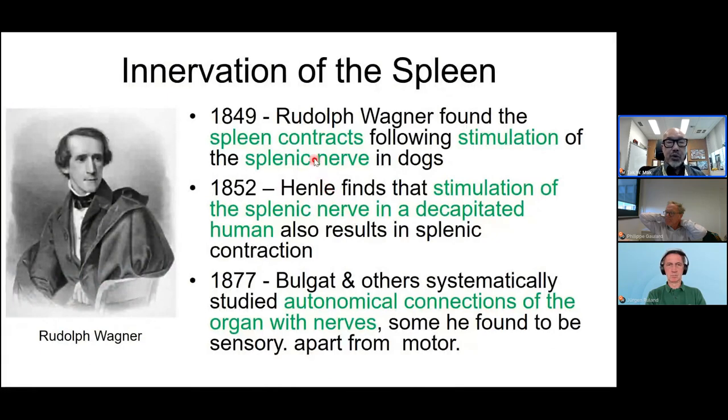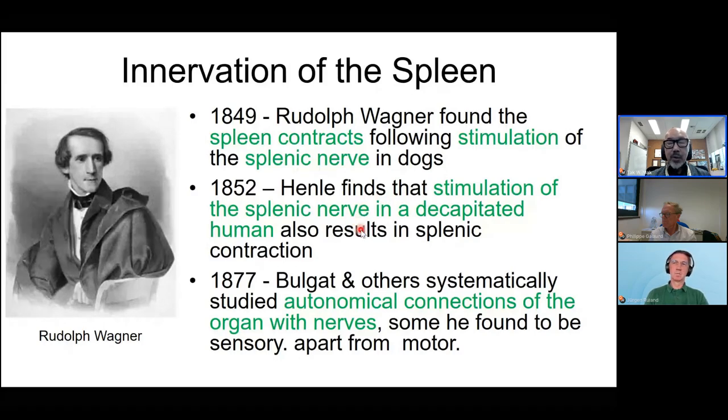when a couple of German anatomists and surgeons were able to show that in dogs, and even in decapitated humans, when they stimulated the nerve leading to the spleen, the spleen actually moved. This suggested that there is a connection between the neuronal system and the immune system, which has been a topic of controversy for almost 100 years.